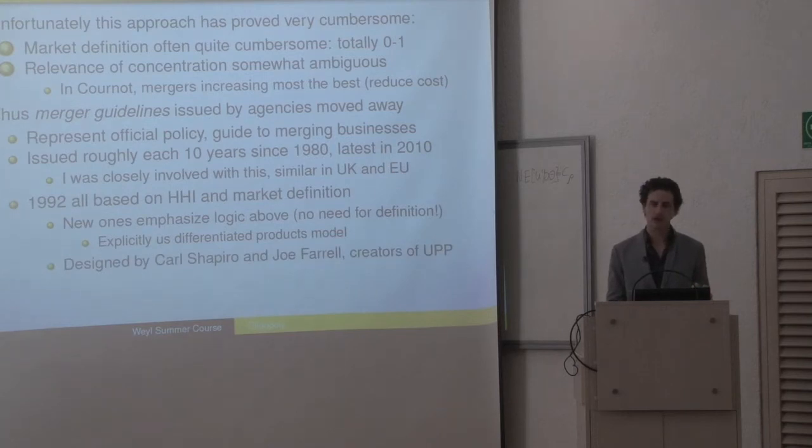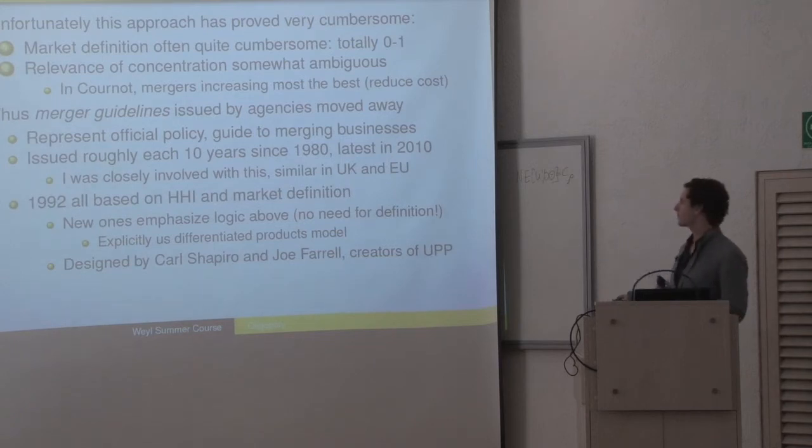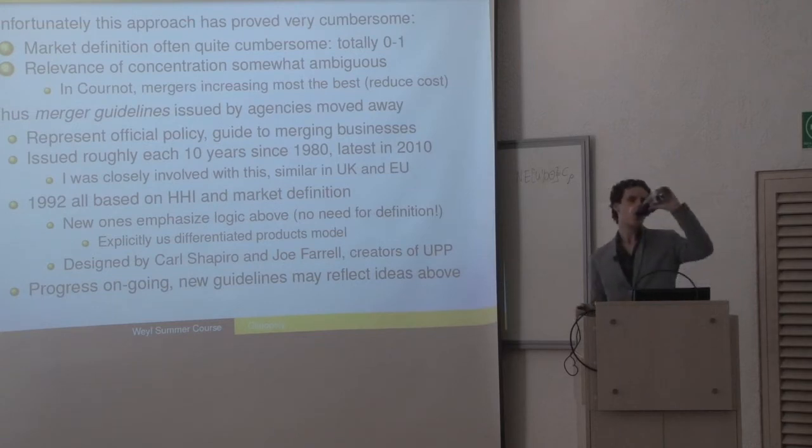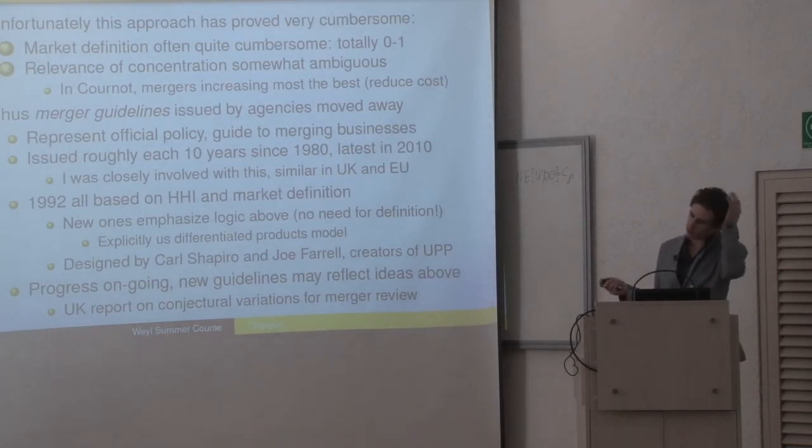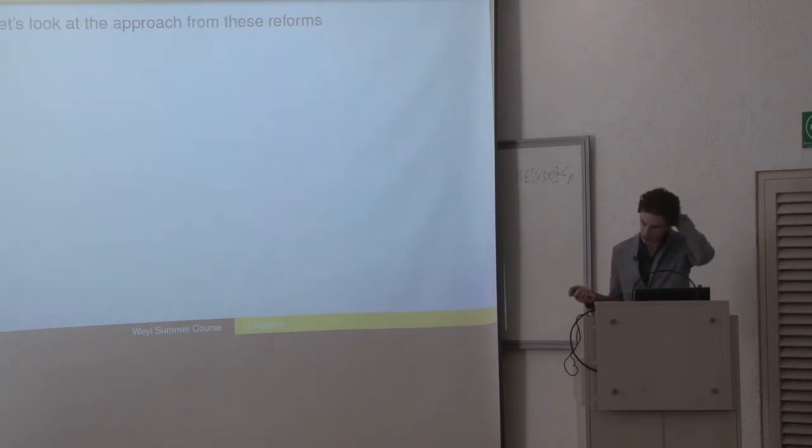So these were designed by 2 economists, Carl Shapiro and Joe Farrell, who are the creators of upward pricing pressure, which I'll talk about in just 1 minute. So the progress on improving these guidelines is ongoing, and it may come to reflect more of the types of reasoning that we've been talking about and that we'll talk more about during this lecture. For example, there was a report recently in the United Kingdom which emphasized the importance of conjectural variations and trying to bring that into analysis. But that's not going to be included in the simple version that I'm going to tell you right now.